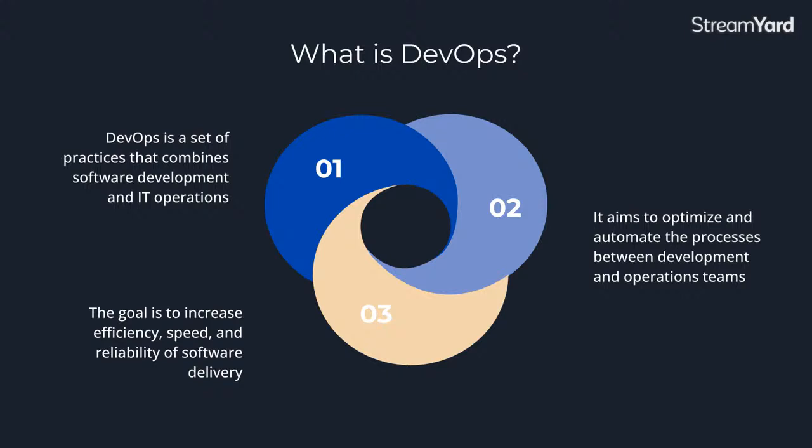Imagine there's a competitor, they'll ditch our software and go to another competitor, right? So we want reliability of software delivery. And the second, sorry, I read the third explanation letter. The second is DevOps aims to optimize and automate processes between development and operations team.